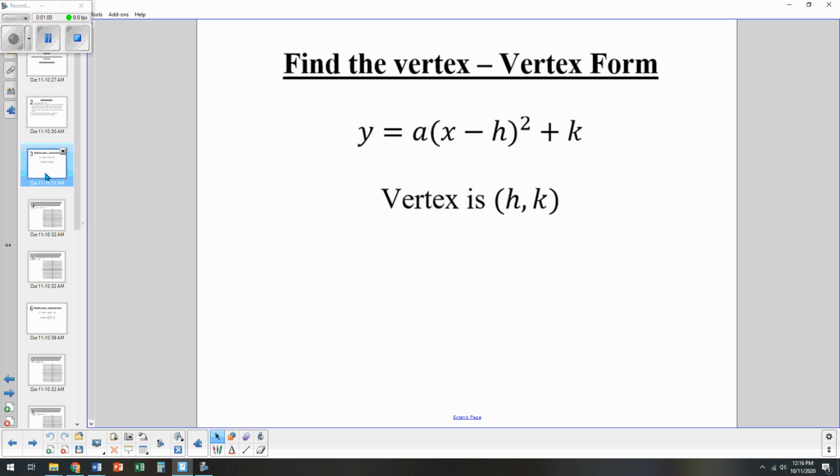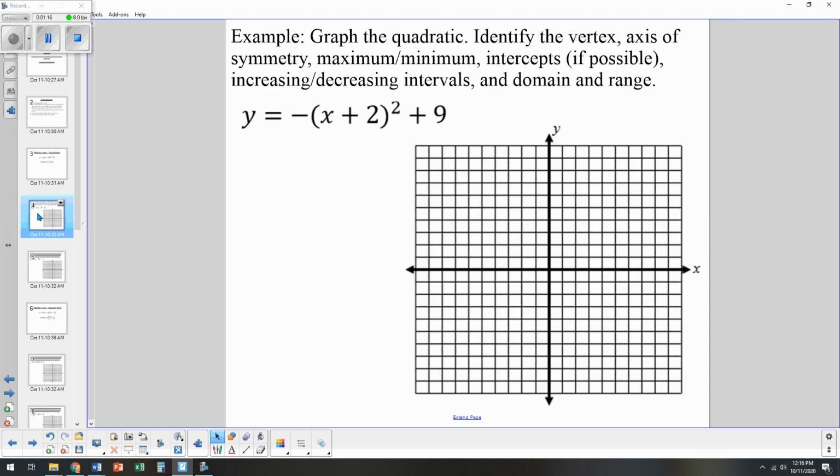So to find the vertex in vertex form, we've already discussed this because it's h comma k. It comes directly from the form. We take the opposite of what's in with the x and the exact number of what's outside for the y. So the vertex is h comma k. So let's graph this quadratic that's given to us in vertex form, and then we're going to identify as much of this as we can.